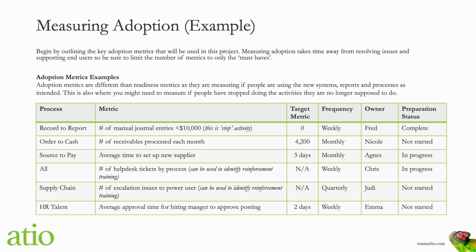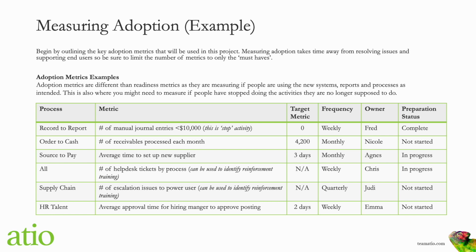For the frequency column, it could change over time. This is how you're starting. So you're starting with daily or weekly or monthly, and you can change it over time. For the owner column, that is who is going to pull this report, whether it's a help desk ticket report or the average time to set up a new supplier out of the new system. That's who's going to pull the reports and analyze them for issues.